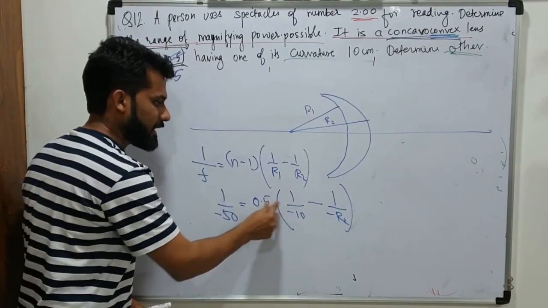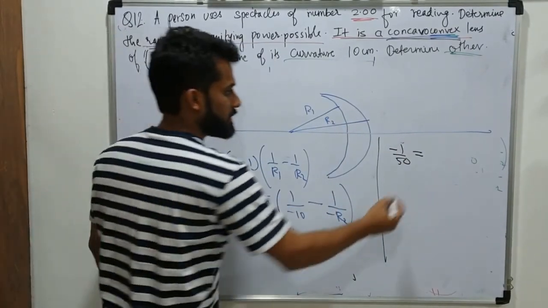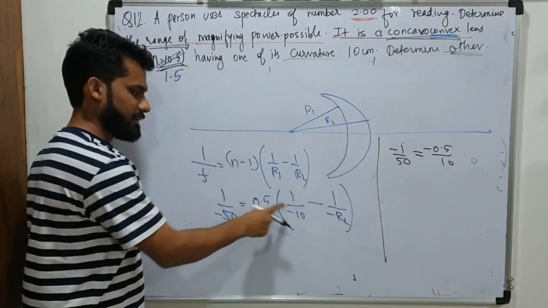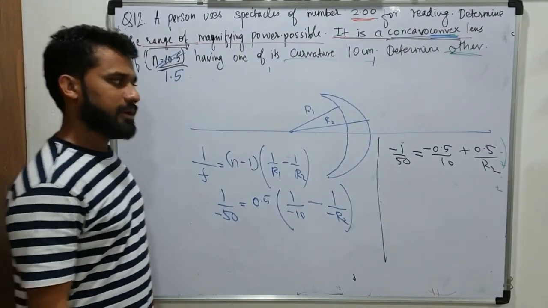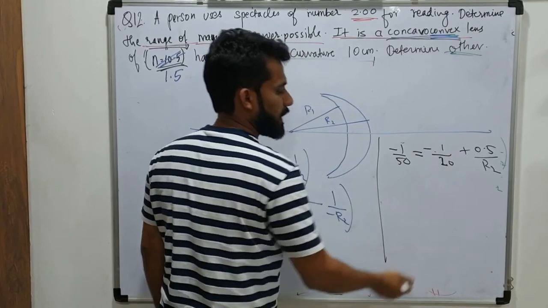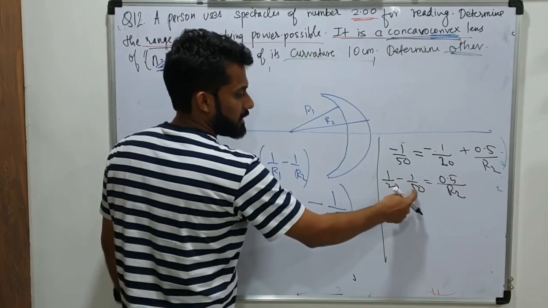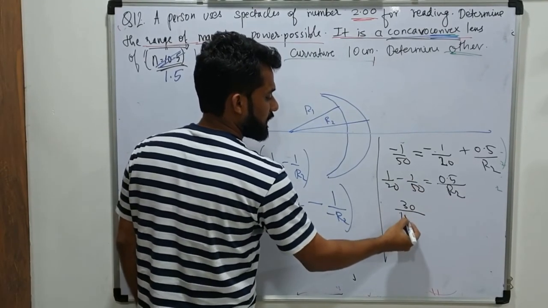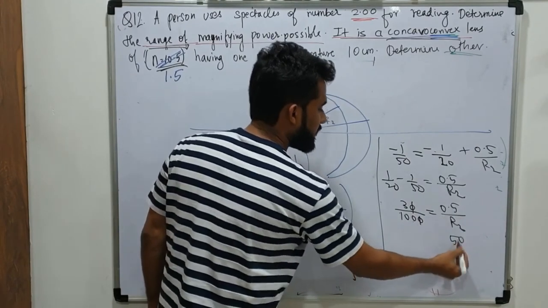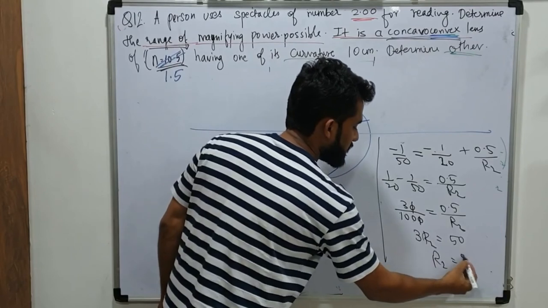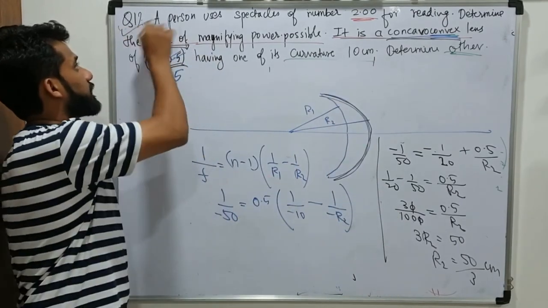If 0.5 is multiplied into the bracket, it becomes minus 1 by 50 equals 0.5 by negative 10, minus minus which is plus, 0.5 by R2. 0.5 by 10 is 1 by 20. Taking this 1 by 20 to the left side, 1 by 20 minus 1 by 50 equals 0.5 by R2. Cross multiplying, 50 minus 20 is 30 upon 1000, equals 0.5 by R2. Cross multiplying this, 100 into 0.5 is 50, equal to 3 R2. Dividing by 3, R2 is 50 by 3 centimeters. So this is the radius of curvature of the second curve, 50 by 3. This is the solution for question number 12.